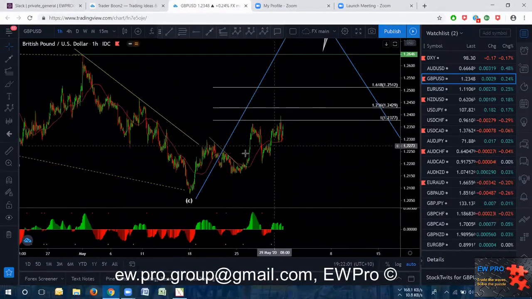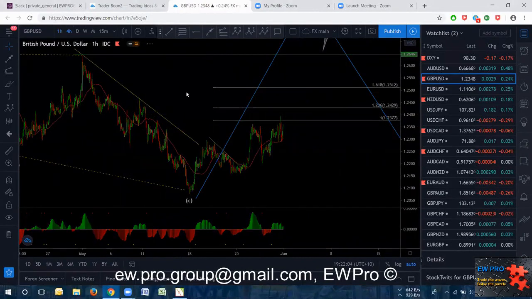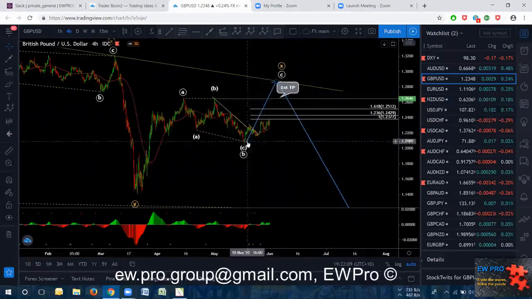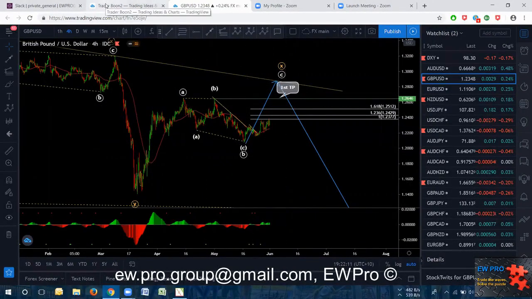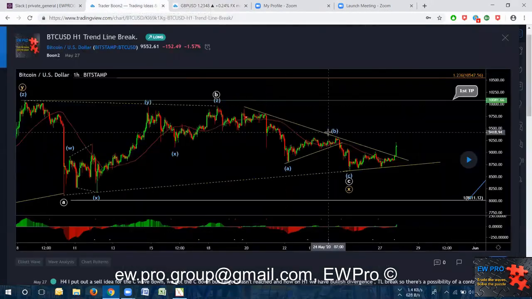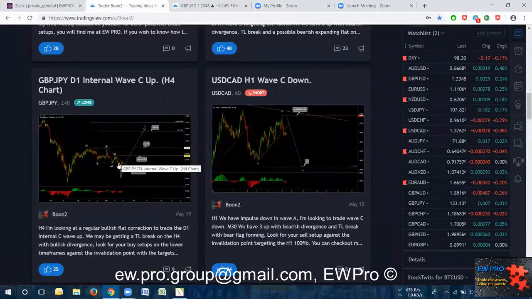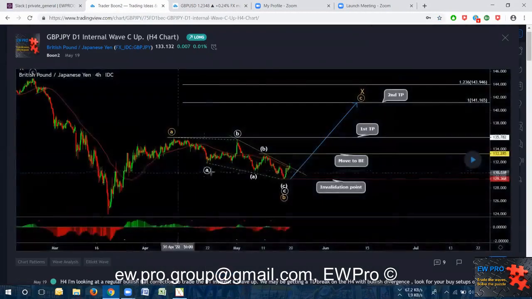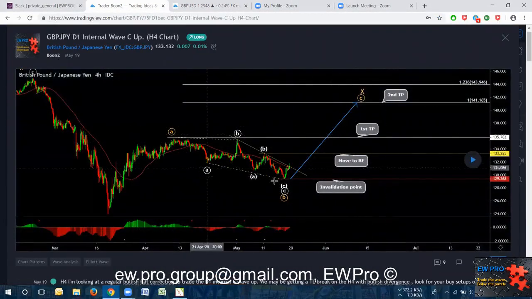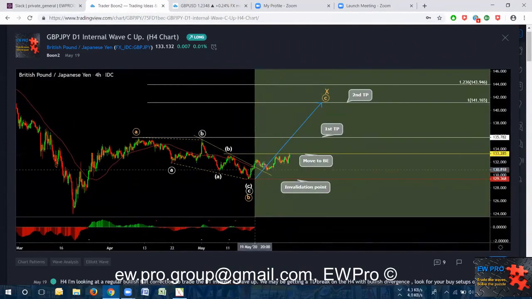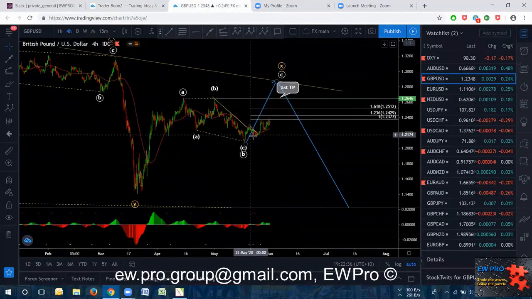GU. I'm looking for this C up. I've been looking for this C up for a long time. I put a GY idea out on TradingView quite a while back. This one here, it's pretty much the same as GU, the GY. I'm looking for that C up, but it's very slow. You can see how slow. It's pretty much exactly the same as GU, and it's very slow.